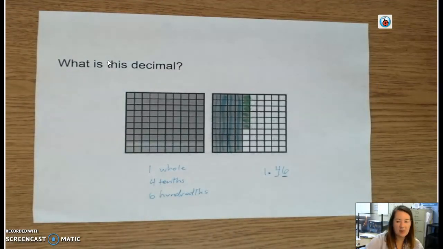So you're going to practice some of these problems using pictures instead of the base 10 block pieces. I'm going to show you pictures of some decimals like this, and you're going to try to decide what decimal it is representing. Good luck.